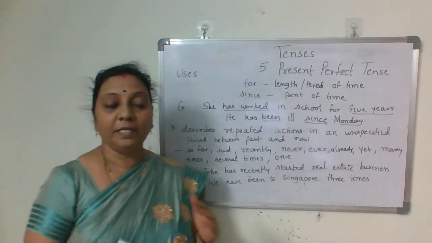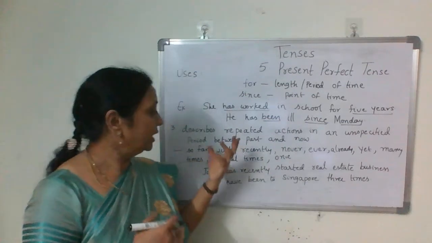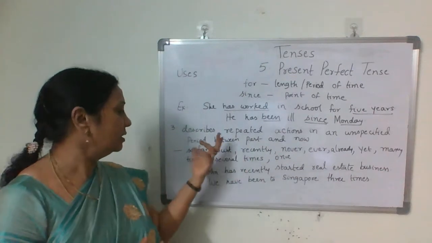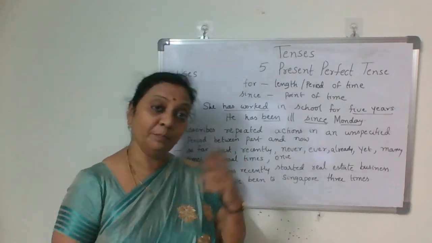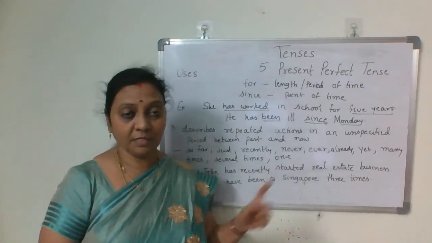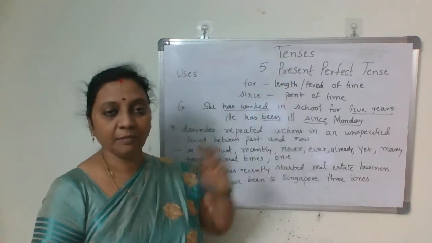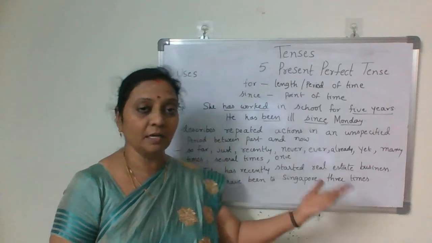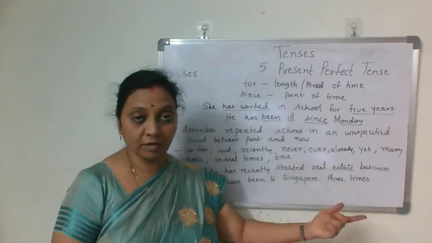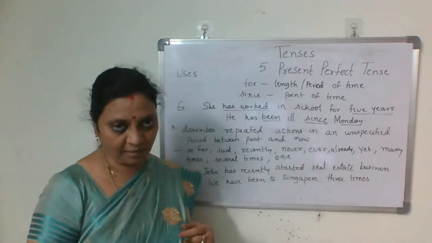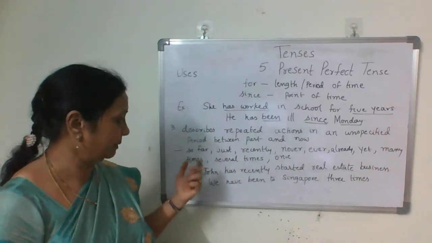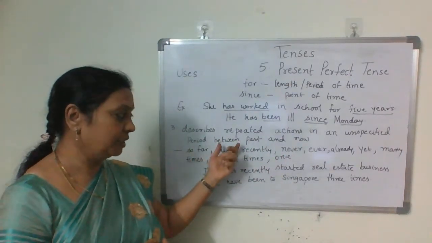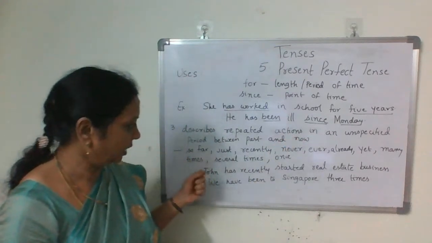Then the next one, the third usage, describes repeated actions in an unspecified time. Repeated actions in an unspecified period, again between past and present. Always you see every sentence has some connection with the present. That's why we call it present perfect tense, isn't it? Even though the action started in the past, some connection or continuity or the result or impact we can see in the present. Hence we call it present perfect tense. So it describes repeated actions in an unspecified period between past and now.